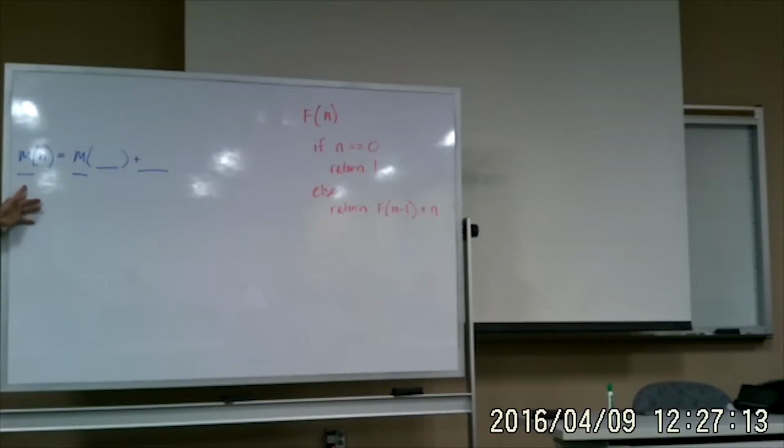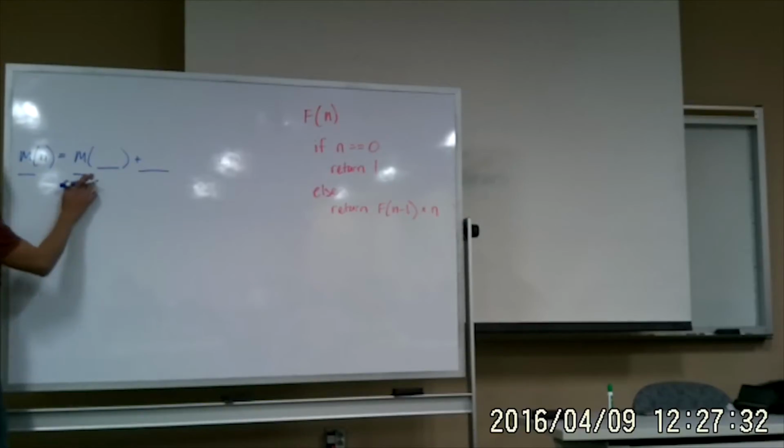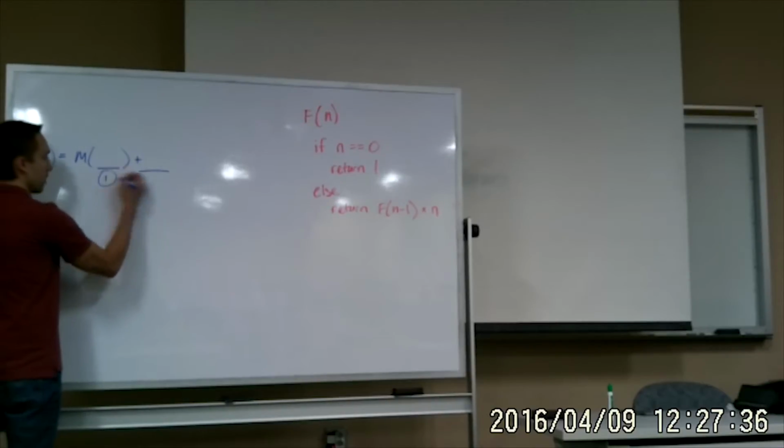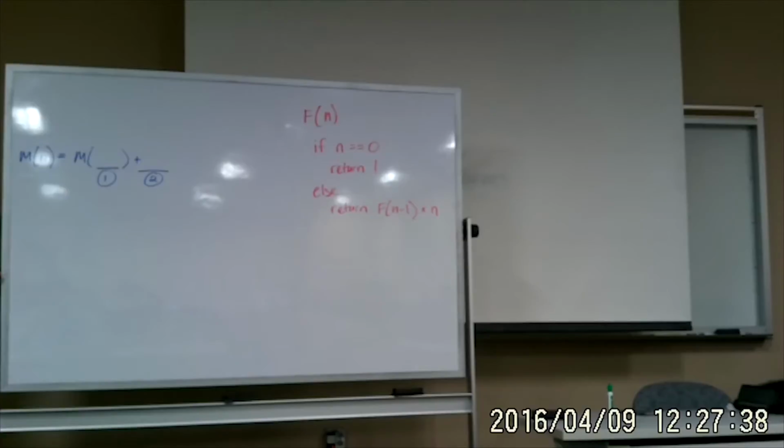Look here, because this is important. It's expressed in terms of itself. M of something equals M of something. It's expressed in terms of itself. Part of its definition is itself. Okay? Now, there will always be 2 parts to fill in a recurrence. Part 1, part 2.